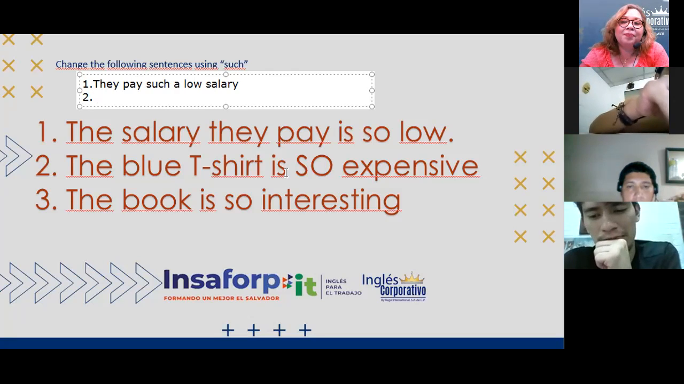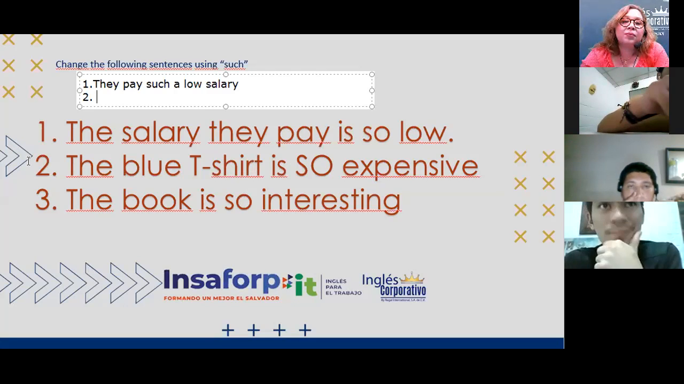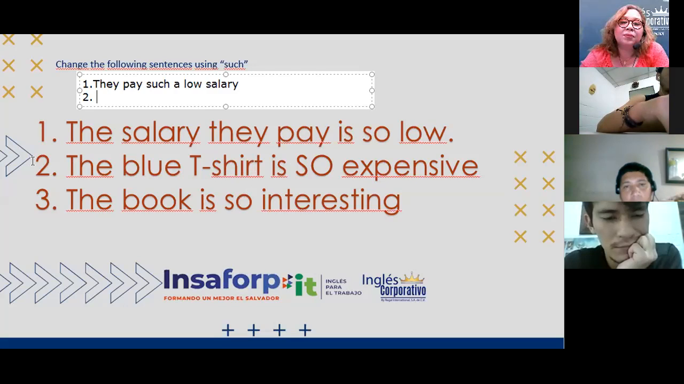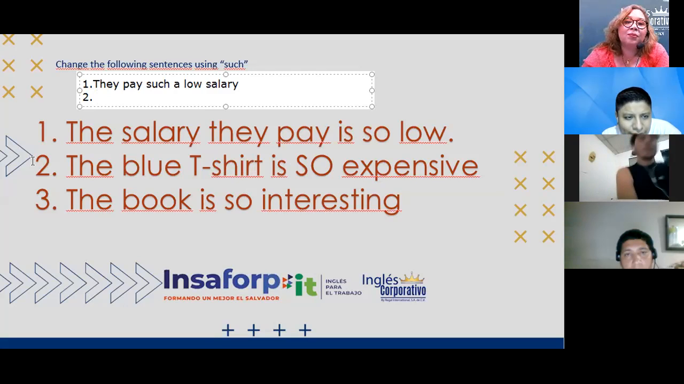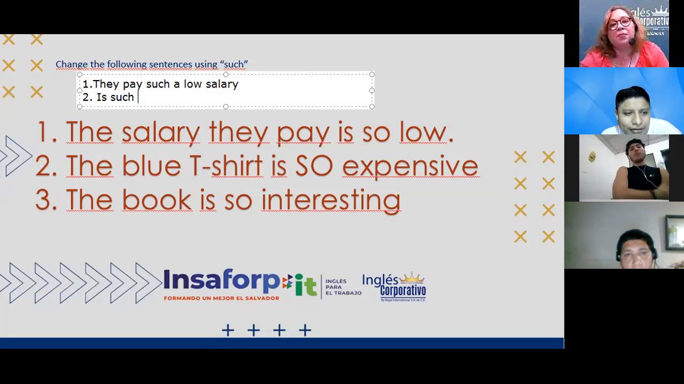A ver aquí. Is such. The blue chair expensive. Expenses.